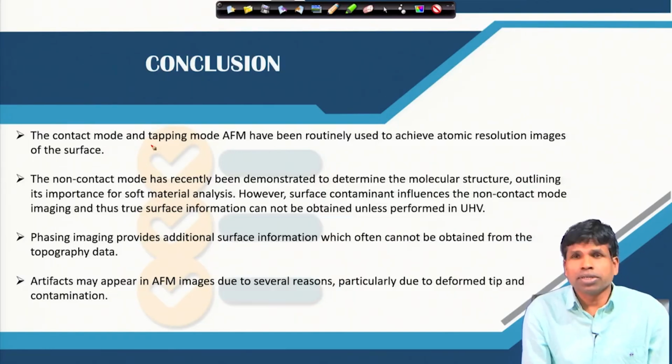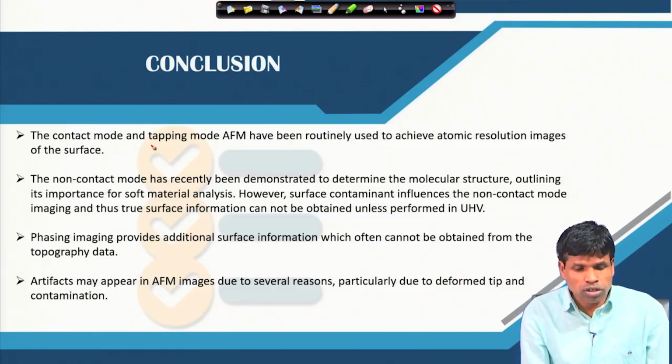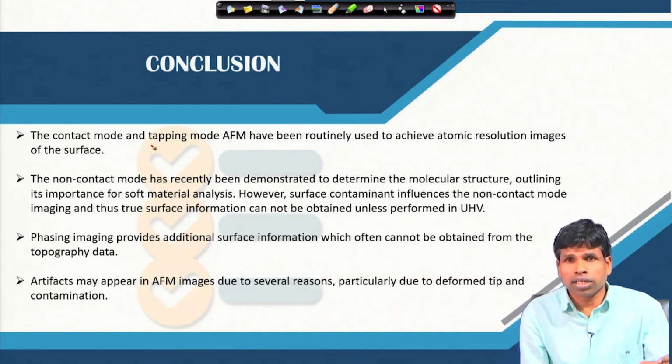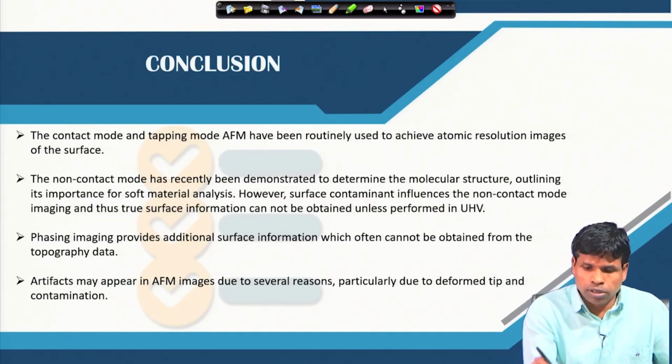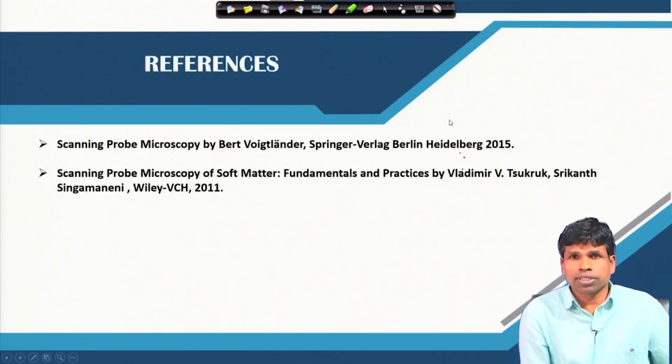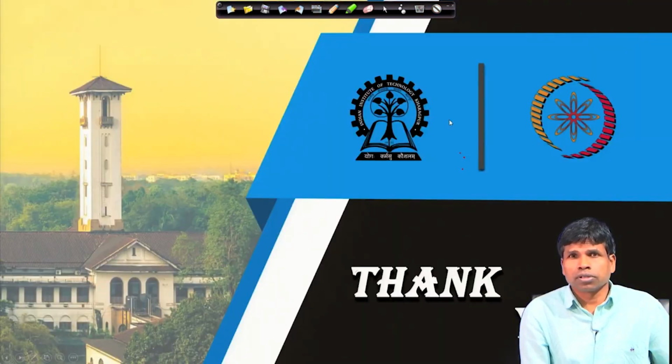And phase imaging, which we briefly introduced, is used to get additional surface information which cannot be obtained from the topography data. I will give examples of phase imaging in our next lecture, and we will also discuss some of those effects. Then, we see the reference book here, and thank you.